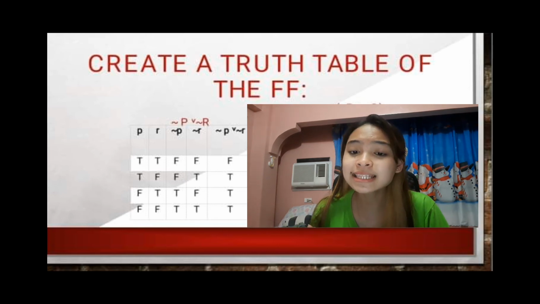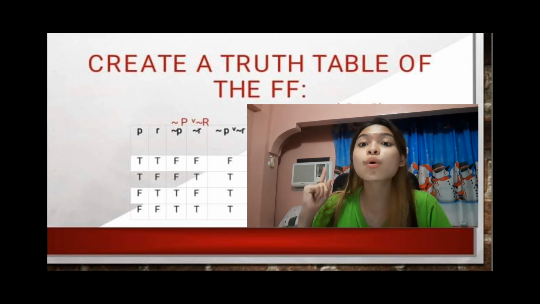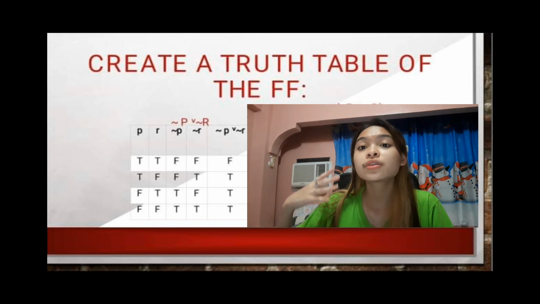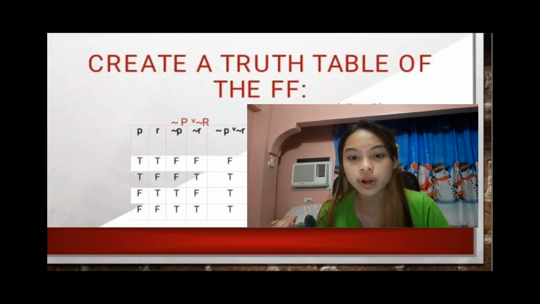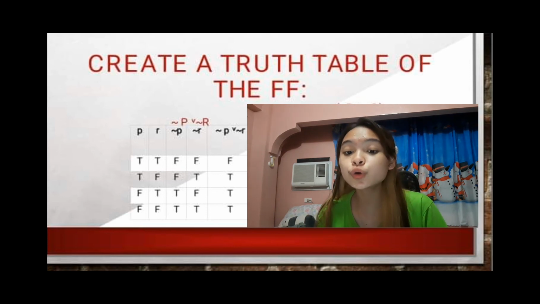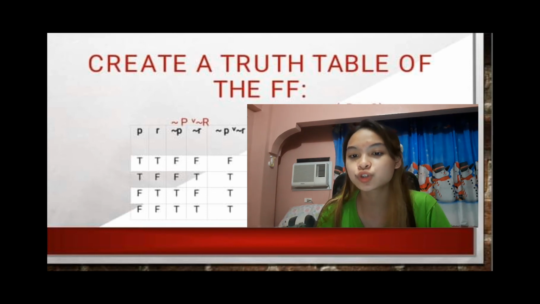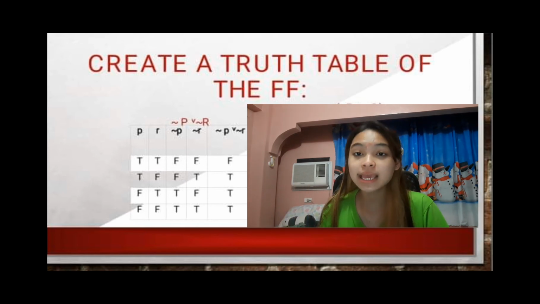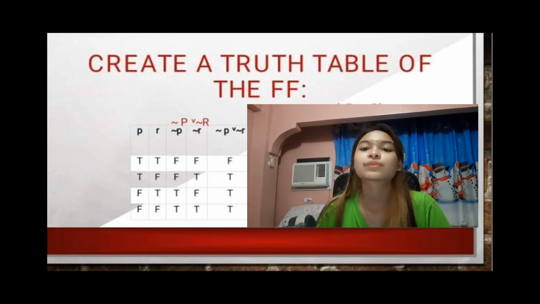So since it is or, or means at least any or at least one should be true in order for the outcome to be true. So not P, not R. FF is false. FT is true. TF is true. TT is true. So the outcome of the truth table of not P or not R is F, T, T, T.